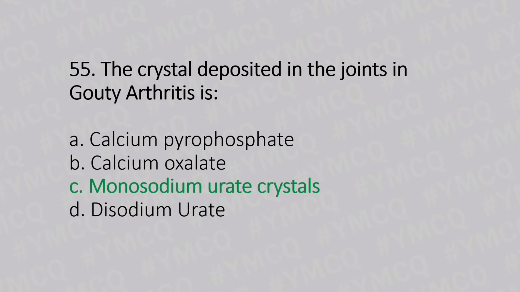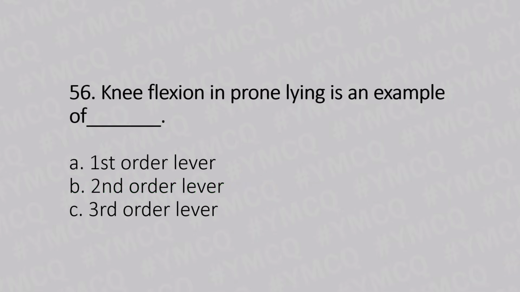Moving to our 56th question. Knee flexion in prone lying is an example of dash. Option A, first order lever. Option B, second order lever. Option C, third order lever. And the answer is option C, third order lever.